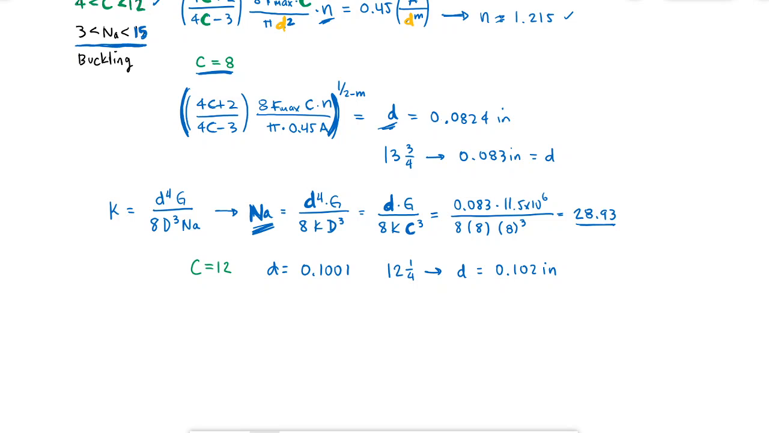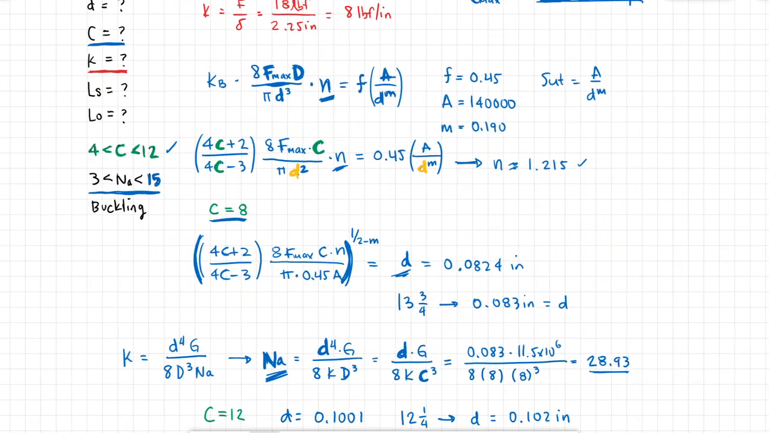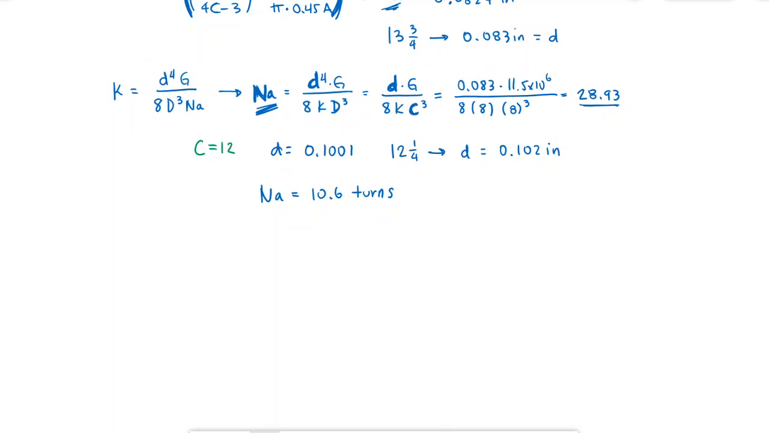my new C being 12, and I get 10.6 turns. Okay. Do I need to round this up? I really don't, because I can always make 0.6 of a turn, like 3/5 of a last turn, right? Especially in this case where I'm just using compression spring with plain ends. If I was grinding it, or squaring the ends, maybe I would have some restrictions, but especially not here. I can always make 0.6 of a turn, so that works.